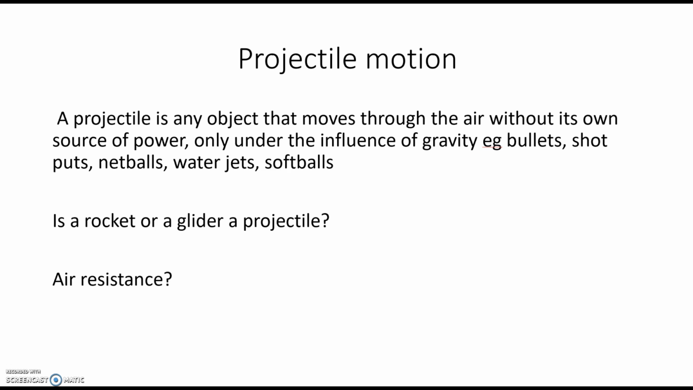Now, a projectile is any object that moves through the air without its own source of power, for example, a bullet or a shot put or a netball. Is a rocket a glider a projectile? No, because a rocket actually propels itself as it moves along. It's expelling gas. And for a glider, the motion of the air over its wings is actually causing it to lift, so that can aid its motion.